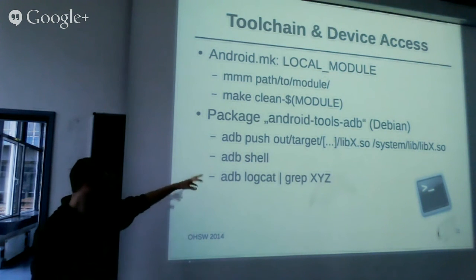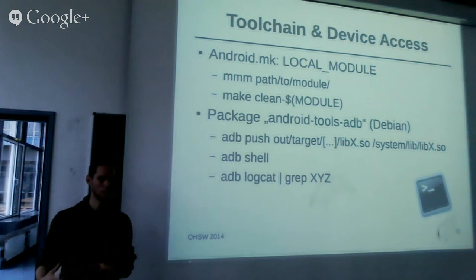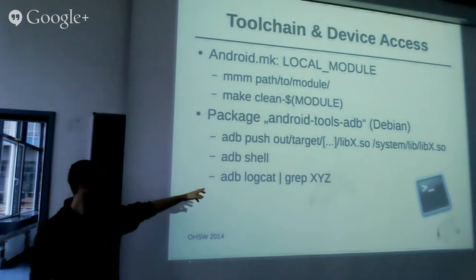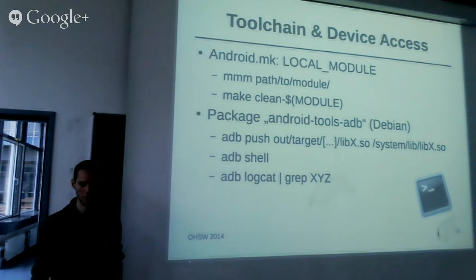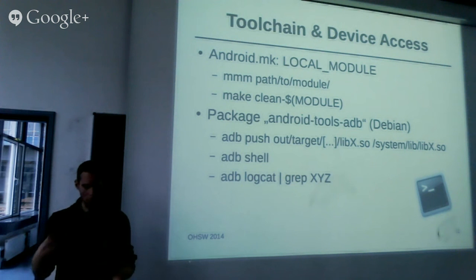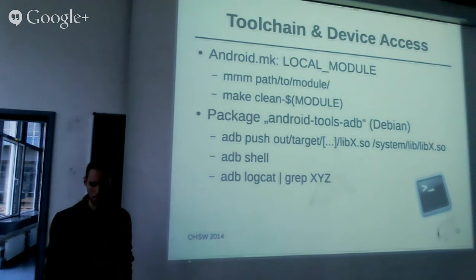Then you can issue ADB shell and connect and get shell access to your smartphone. And then you can, for example, kill the service which you just changed, so it is restarted and the new code is loaded. And then you can, in another terminal, issue ADB logcat. This is the logging system of Android, where all the log messages are printed out to some special location, and you can read that location with the logcat command.